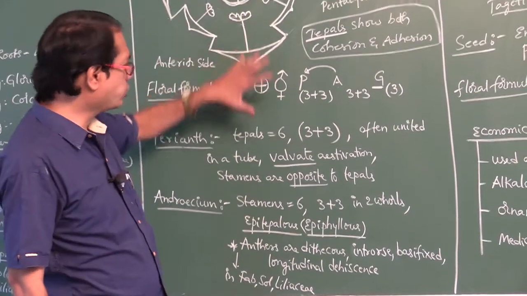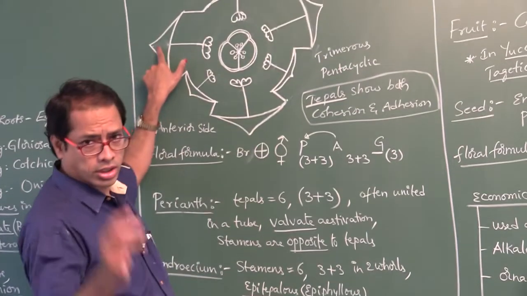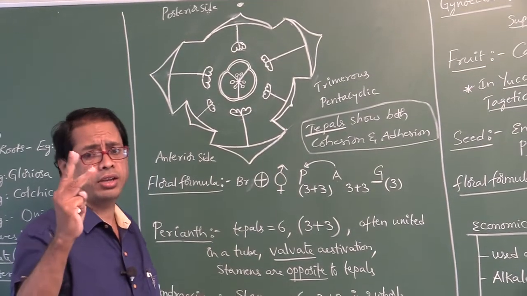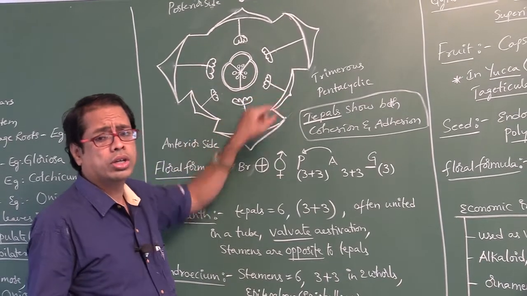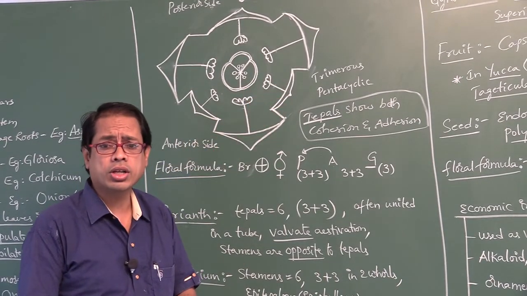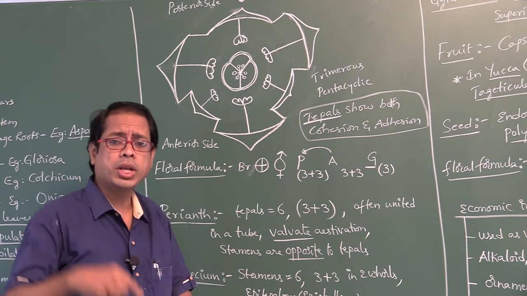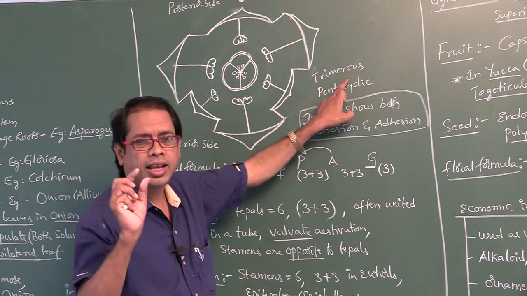Now look here, my dear students. Tepals are arranged in how many whorls? Two whorls. In each whorl how many members are present? Three. The inner whorl tepals contain three. So tepals are arranged in two whorls, with three in each whorl. That's why the merosity is called trimerous.